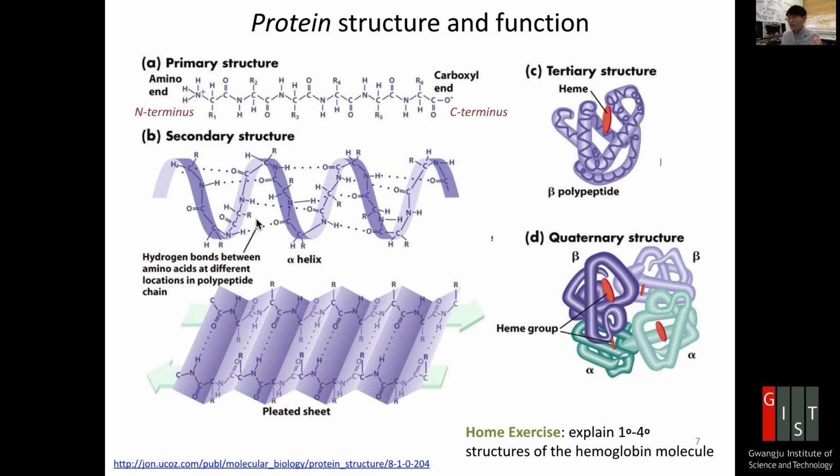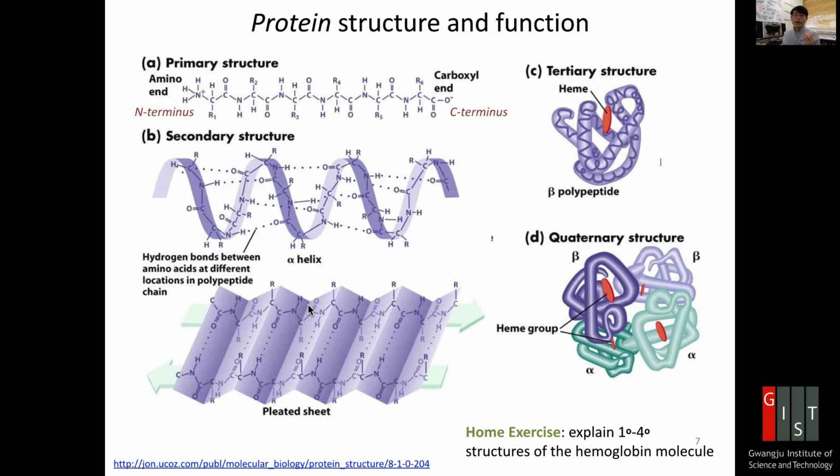And in other cases, you see this N to C direction, and this C to N terminus direction. You can see the hydrogens on one side can interact with the oxygens on the other side, and this forms hydrogen bonding, and the three-dimensional structure looks like pleated sheets. So that we call a pleated sheet.